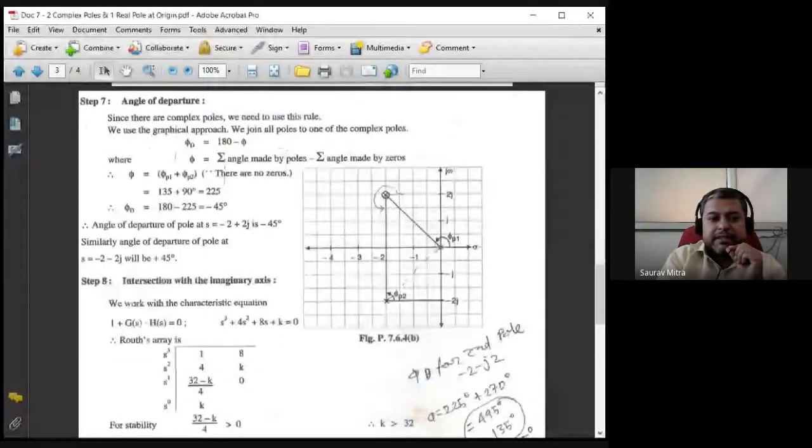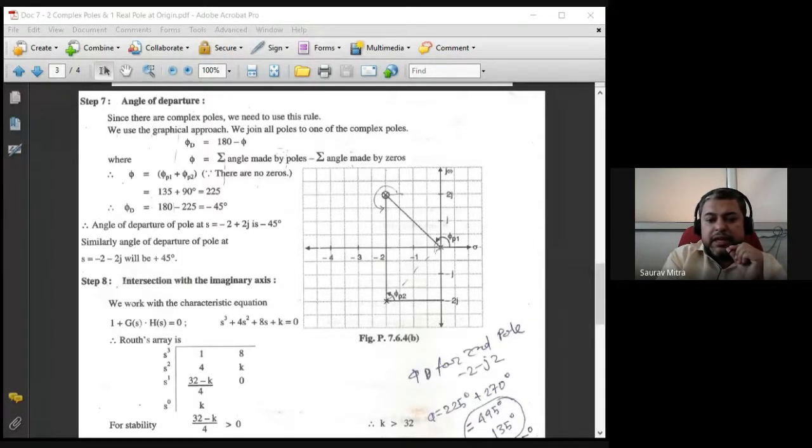So first I have to connect this, because I'm trying to find the angle of departure at minus 2 plus 2j. After joining this, I have to extend it to the positive x-axis. Then I will join this, and then I will draw another angle with minus 2 minus 2j. After that, we have to find the angle between the below line, that is the real part of the x-axis, and the drawn perpendicular. That is what I am supposed to find out.